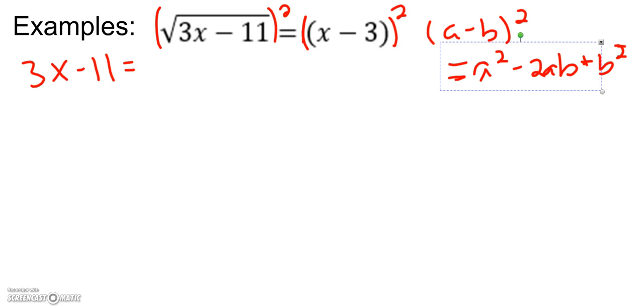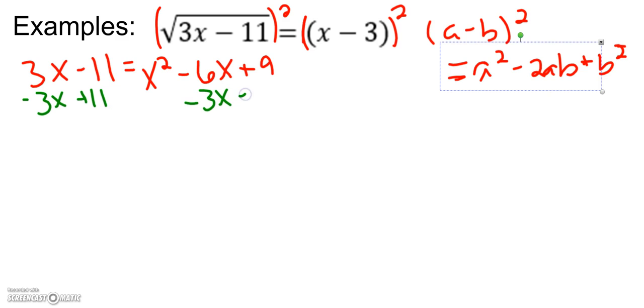Okay, so x times x is x squared. Negative 3 times x is negative 3x, times 2 is negative 6x. Then negative 3 squared is 9, so plus 9. Okay, after I do that, I need to put everything onto one side. So I'm going to subtract 3x and I'm going to add 11. So I get 0 is equal to x squared minus 9x plus 20.